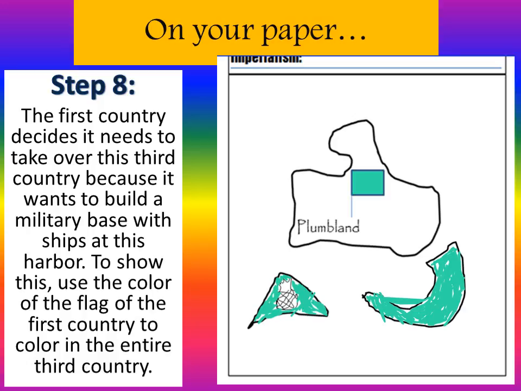Now, before we move on, look at the reason this is happening. Follow the laser. It says it needs to take over because it wants to build a military base with ships at the harbor. In the case of Hawaii, we put ships at what would become known as Pearl Harbor, which would be bombed later. We put ships there because Hawaii is about halfway in between America and China, and we needed to get to China, and you can't get all the way to China on one tank of gas.